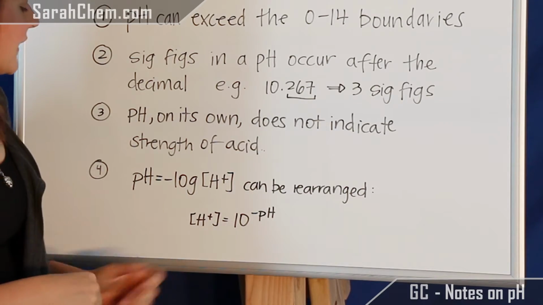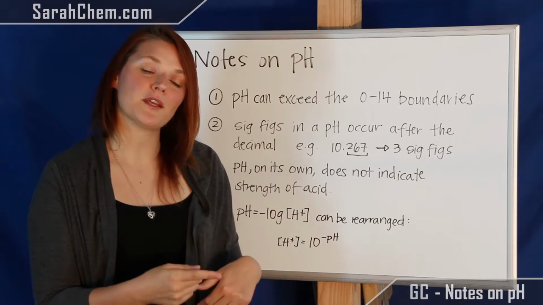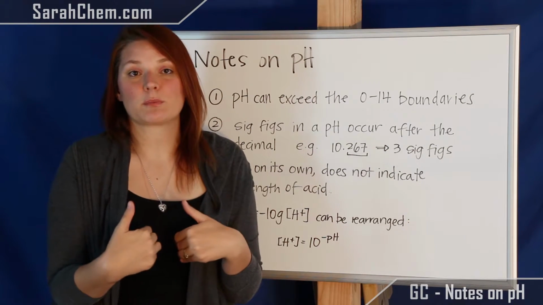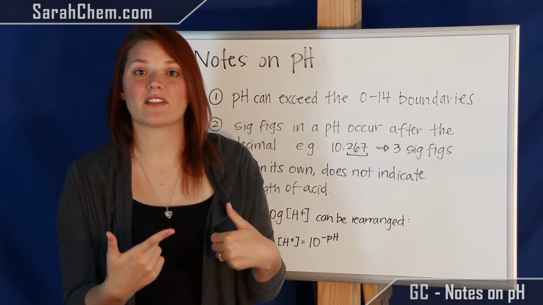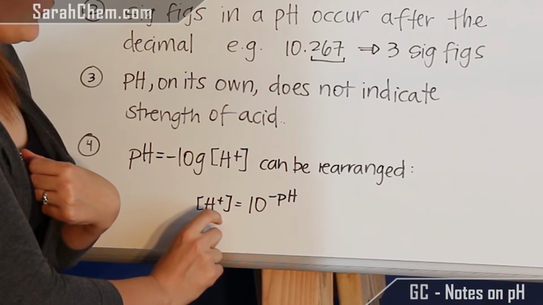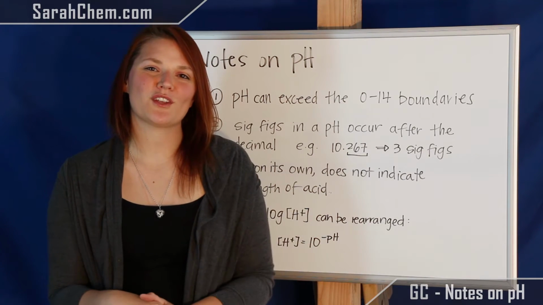The fourth point is that pH is equal to the negative log of [H+]. But this can be rearranged. So we can be given a pH and find out what the H+ concentration is by rearranging that equation. And when you do that, the concentration of H+ is going to be equal to 10 to the negative pH. So those are some notes for you on pH.